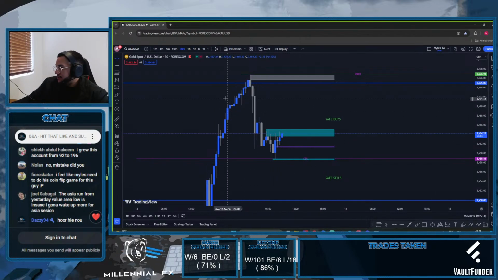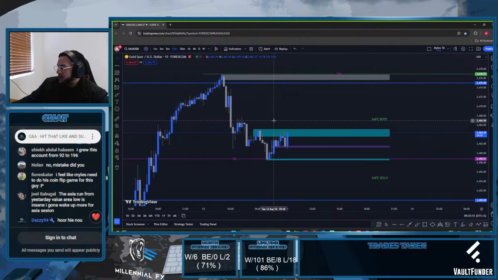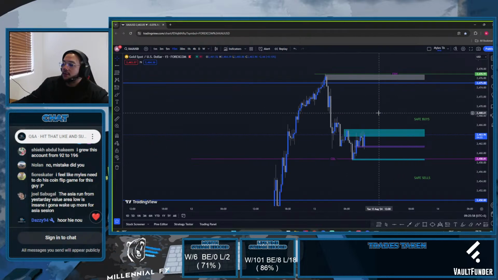Gold is just sitting, boys. Gold is just sitting at the moment. We need that close. We've got 5 minutes to 15 and 30 close. Let's see if she can close above. But she is struggling at resistance. That's what I'm definitely seeing.